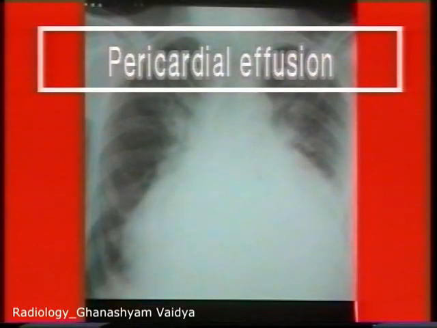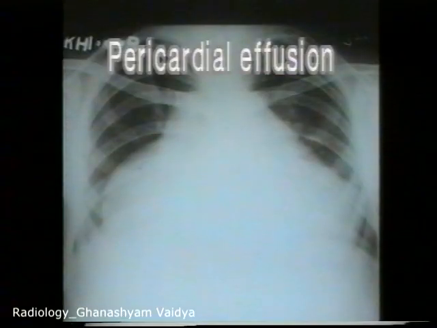The heart border is very sharp as the movements of the heart pulsation are blunted by the fluid, but the cardiophrenic angles are sharp and acute, unlike left ventricular hypertrophy. The cardiomegaly is massive with a large amount of fluid collected in the pericardial cavity.